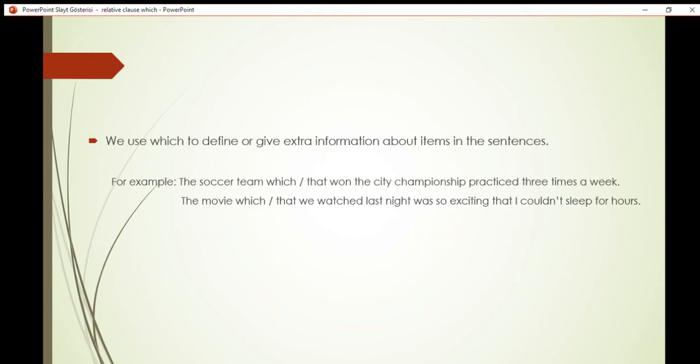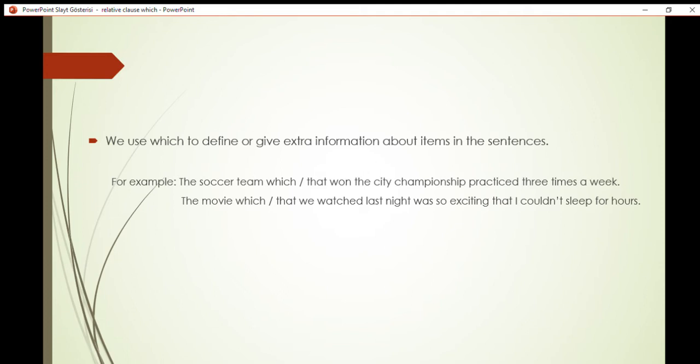Let's see. We use which to define or give extra information about items in the sentences. Those items don't have to be the object of the sentences, but they have to be items. So we can't use which for people. We only use it for items.